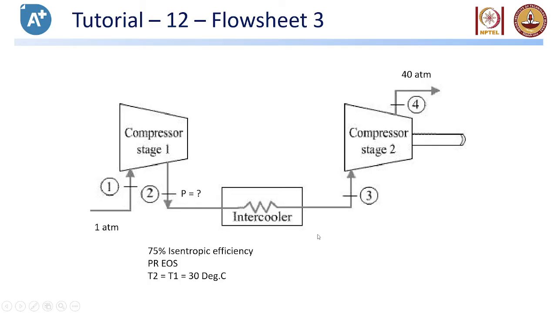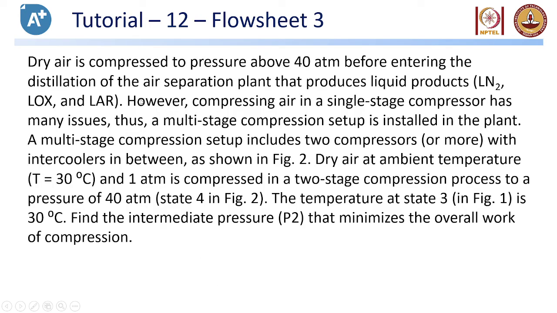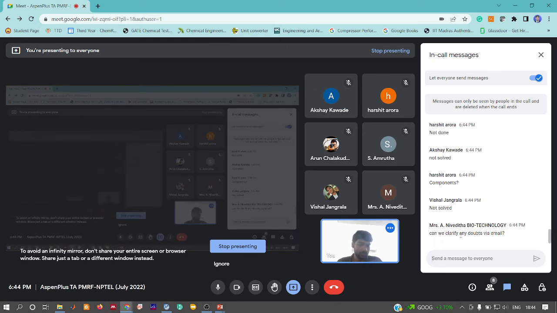It's air. Okay, let me show you the question. It's dry air, a mixture of nitrogen, oxygen, and argon. Let me also specify the composition. I'll put it in the chat box. 78% nitrogen, O2 will be around 21%, and the rest is argon.